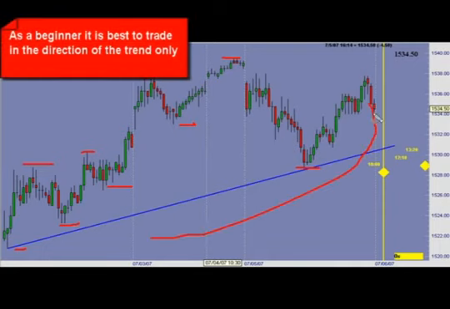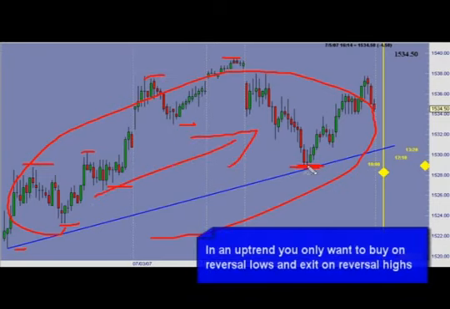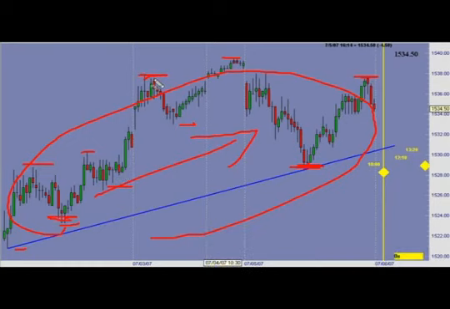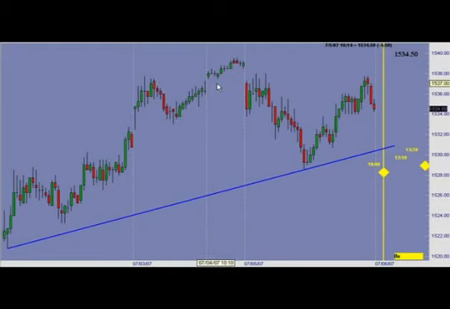If you look at this overall trend, this is up, meaning that we want to buy at the lows and we want to exit at the highs. Buy at the lows, exit at the highs. The reason for this is because the market tends to be more robust in the direction of the overall trend, and therefore that means the easiest amount of profit with the least amount of stress.